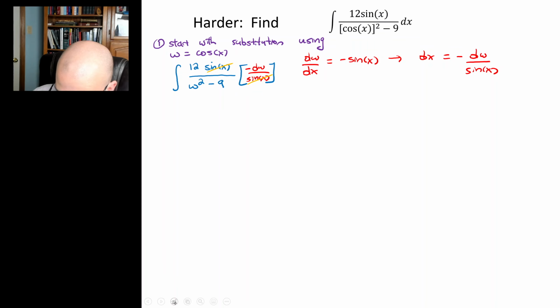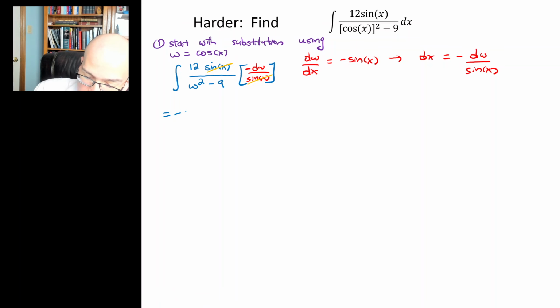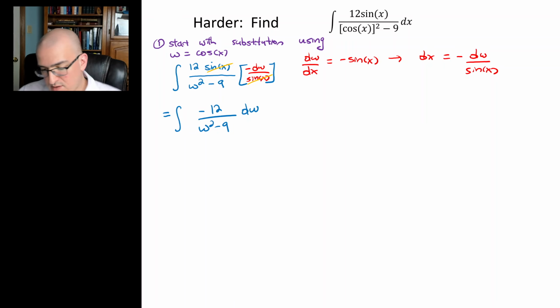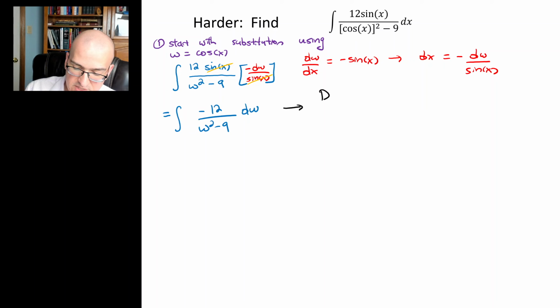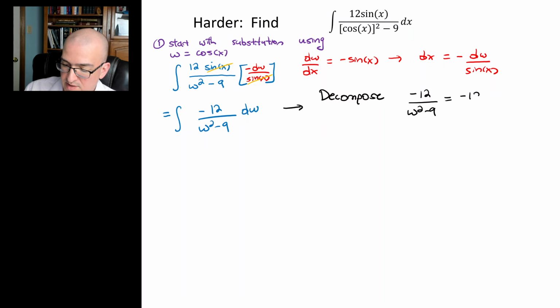I'll put the negative sign out front, and I'll leave the 12. Negative 12 over w squared minus 9 dw. And now I'm going to use partial fractions decomposition. We're going to decompose negative 12 over w squared minus 9, which can be rewritten by factoring the bottom into w minus 3 times w plus 3.